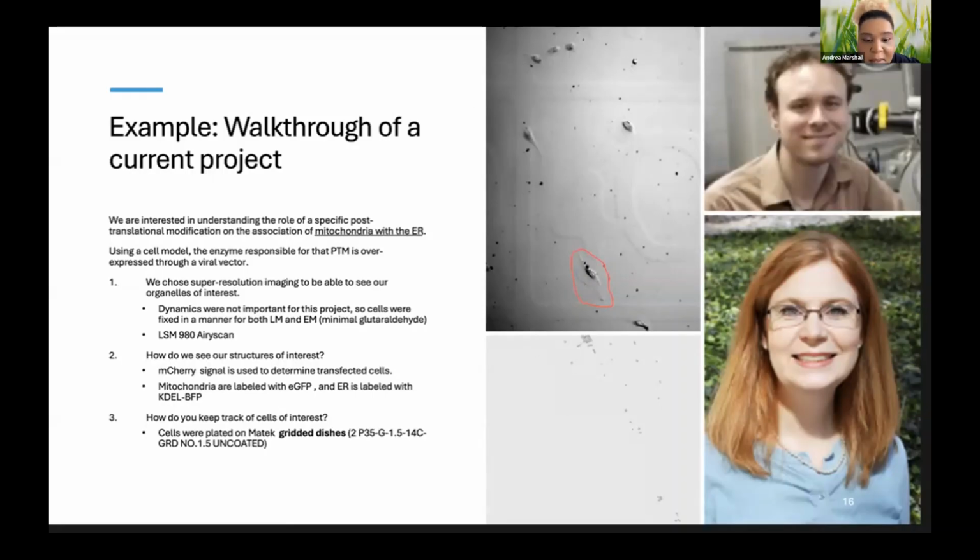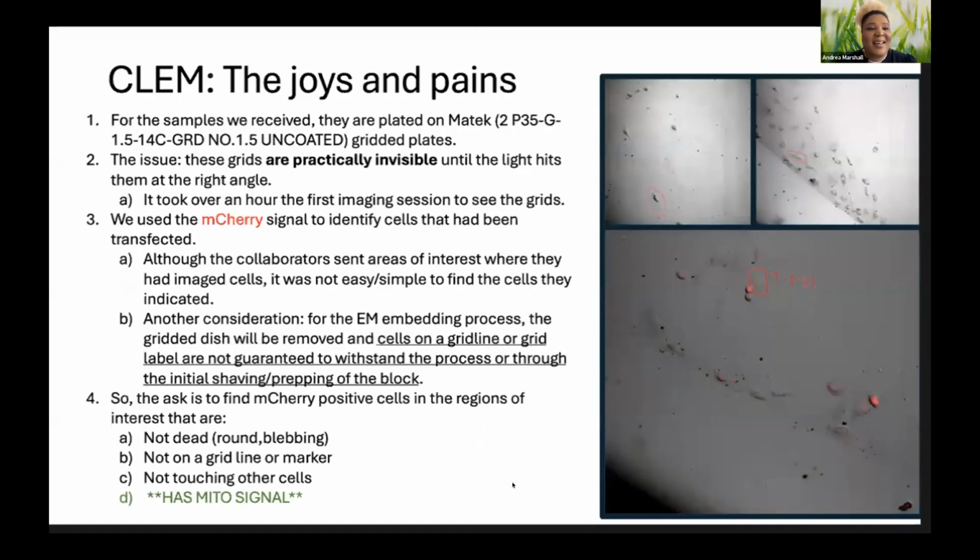The image that you see below is when you do not have the right polarization. So if you stick your dish onto the microscope and it's not at the right angle, you will see almost nothing. It took us like an hour to figure that out the first time we were doing it. So we received our samples. They were plated on a MatTek gridded dish. What I just said, those grid lines are invisible unless you have it at the right angle.